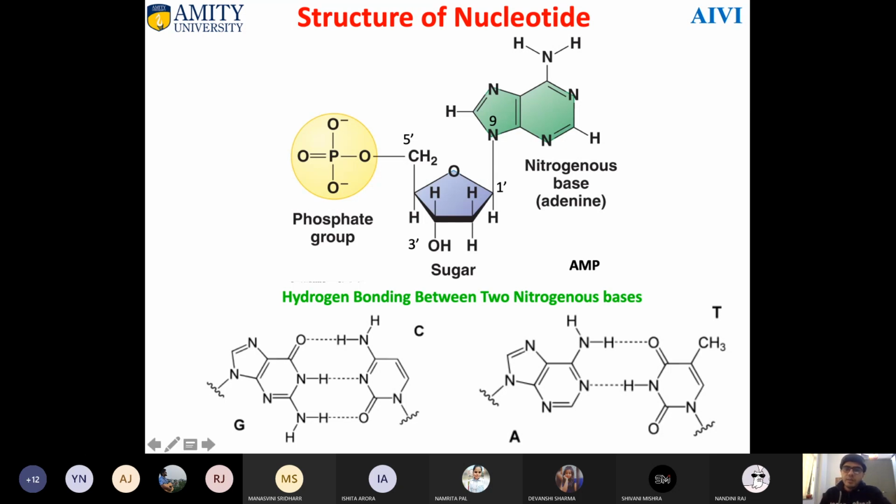Okay, so then coming to one more thing: hydrogen bonds. Chargaff's pairing, A pairs with T and G pairs with C. So this is a structure. This also you need to remember, how they are pairing.